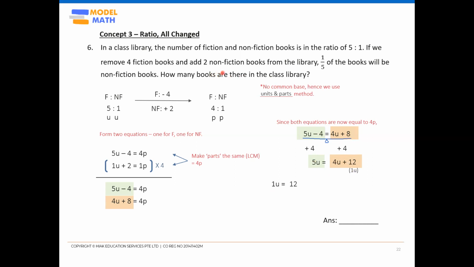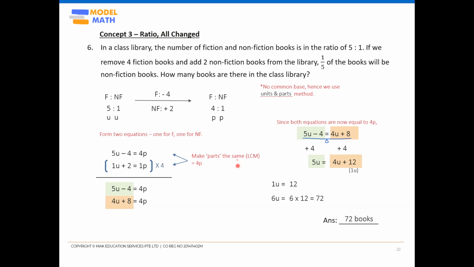Now, are they asking for before or after? The question didn't specify, right? But if you read back to the start here, it's an if. If we remove or add whatever books we have there, it's an if, so that means this thing did not really happen. So the question should be referring to the start, the original books. And your original total, as we can see, is 6 units. There will be 12 times 6.